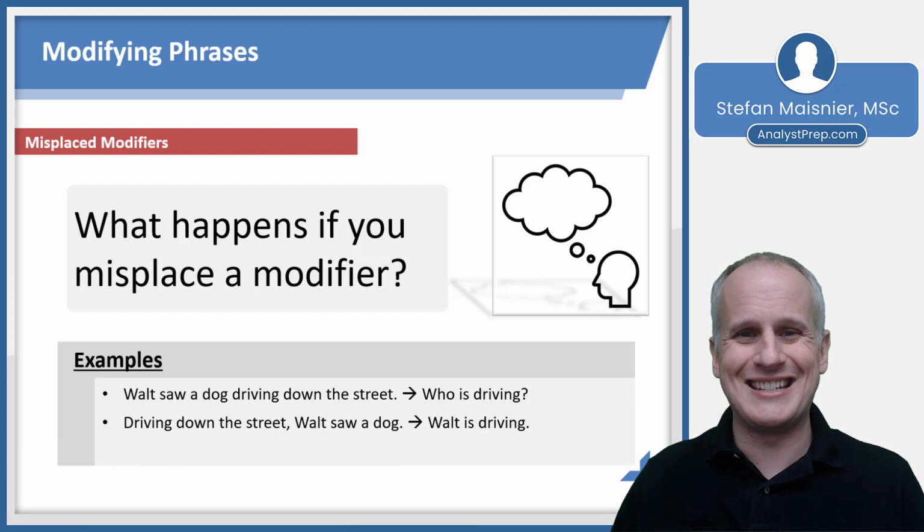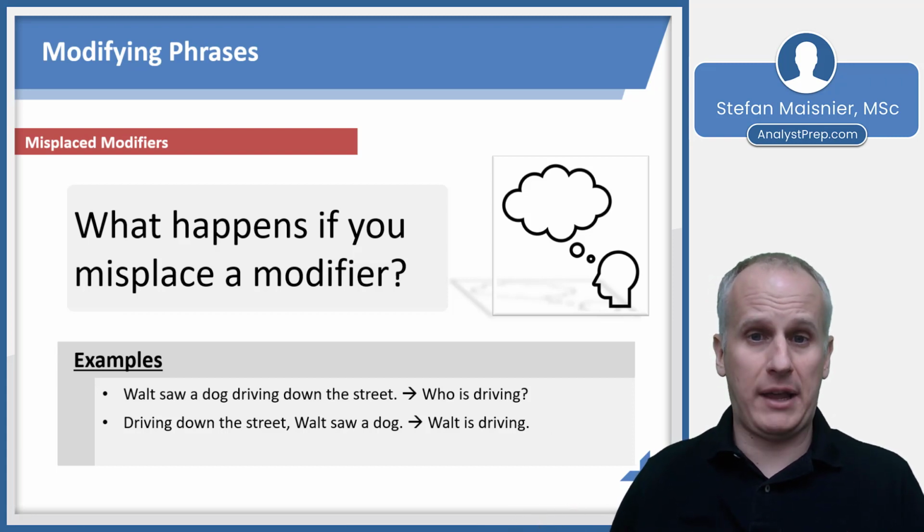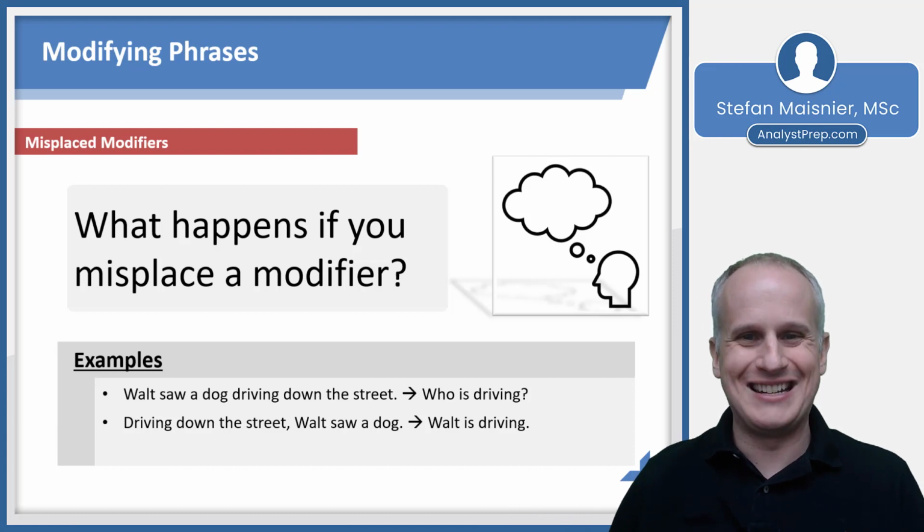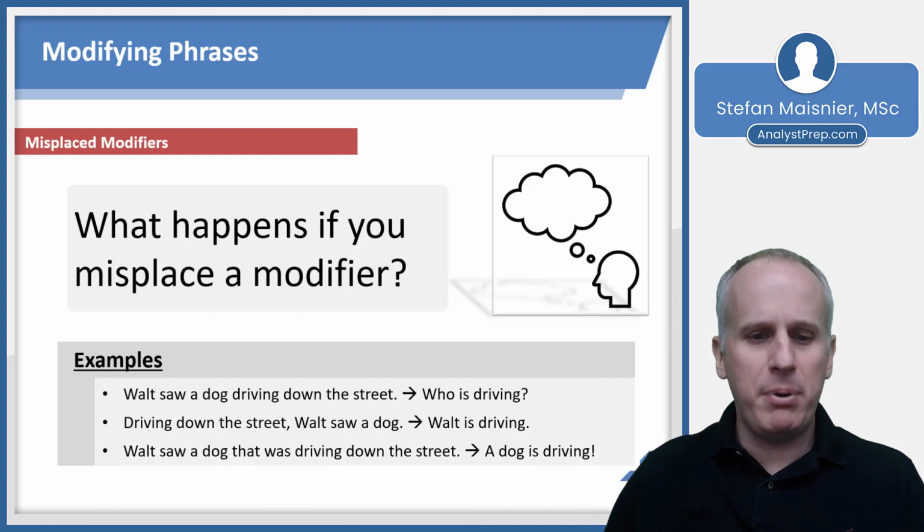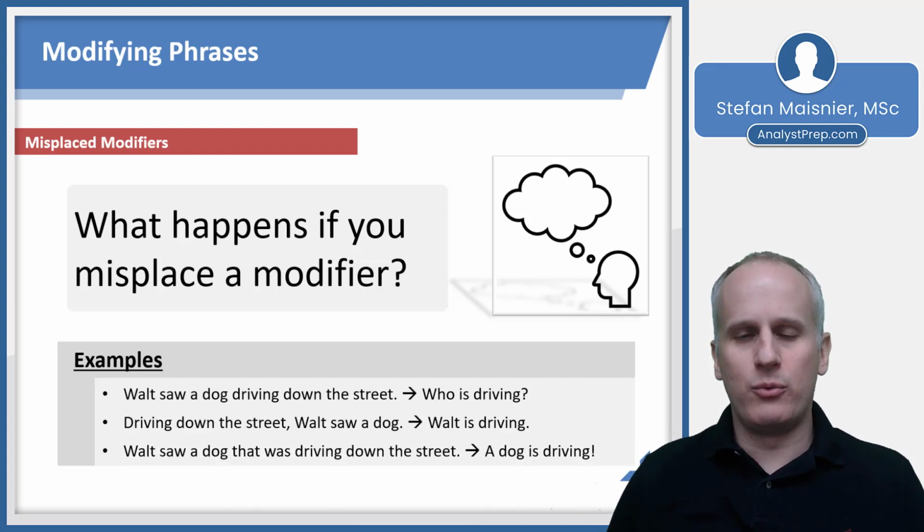So if the sentence instead said, driving down the street, Walt saw a dog. Well, now driving down the street is clearly describing Walt. And while Walt was conducting the action of driving down the street, Walt saw a dog. Seems reasonable.